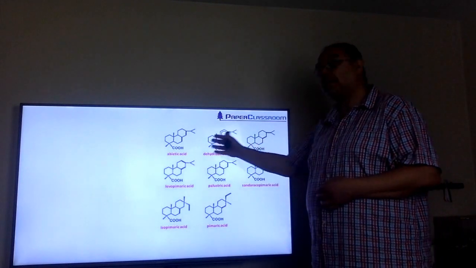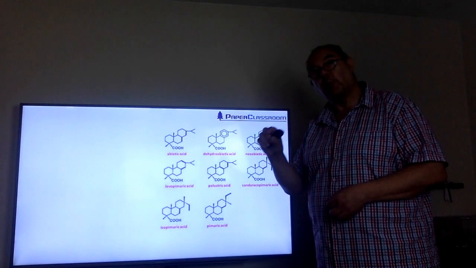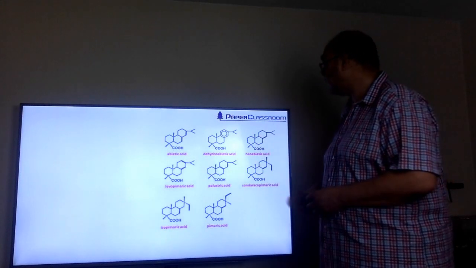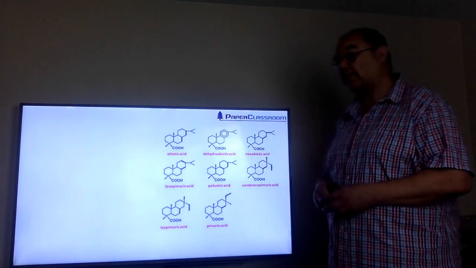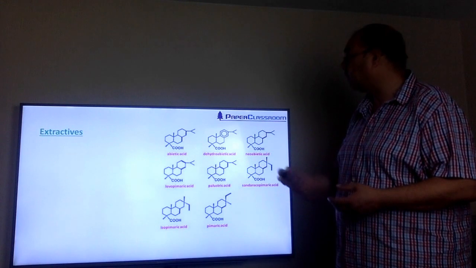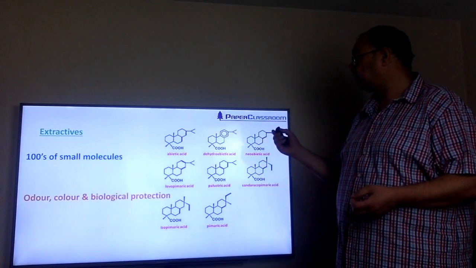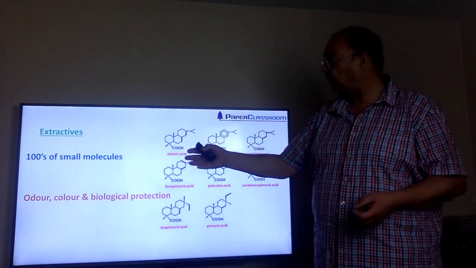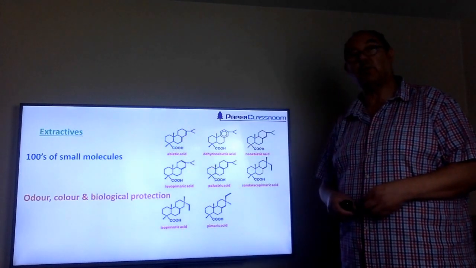And then we have the extractives. Now, as I said before, just a very small proportion is extractives, and this is just a small sample of those. There are actually thousands of different molecules, and these thousands of different molecules in the extractives will give the odour to a tree, they'll give the colour to the tree, and they'll also provide biological protection.